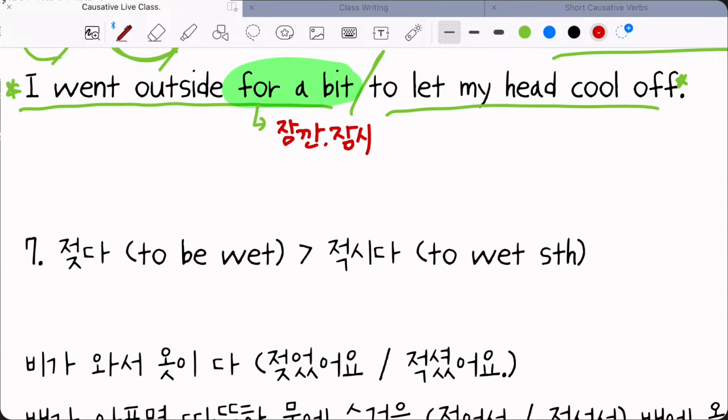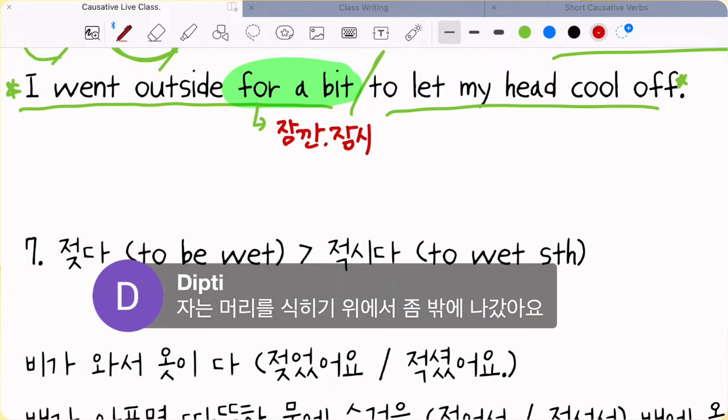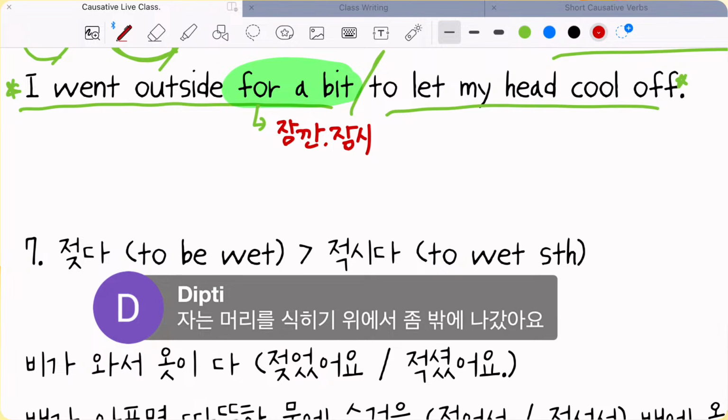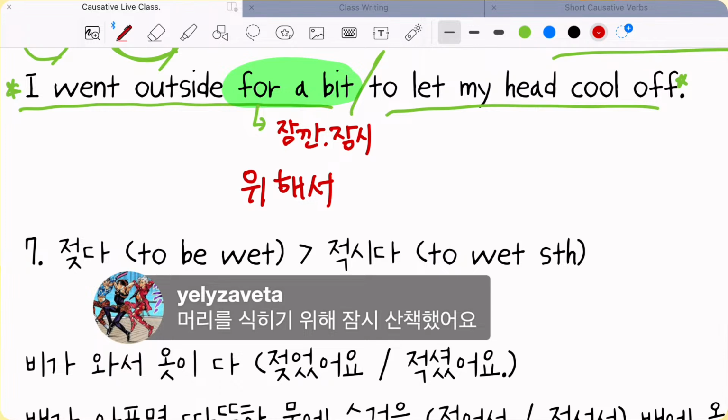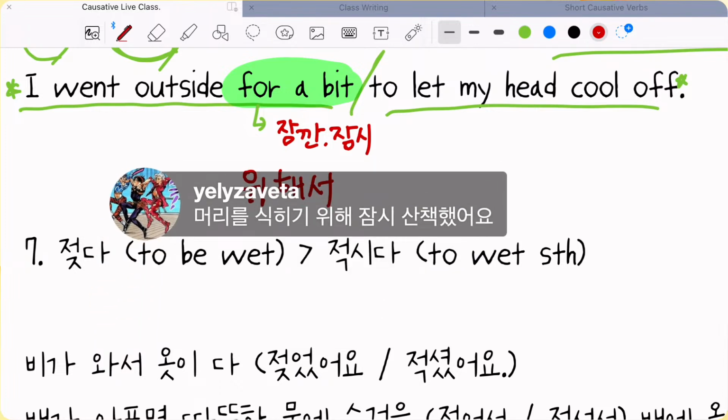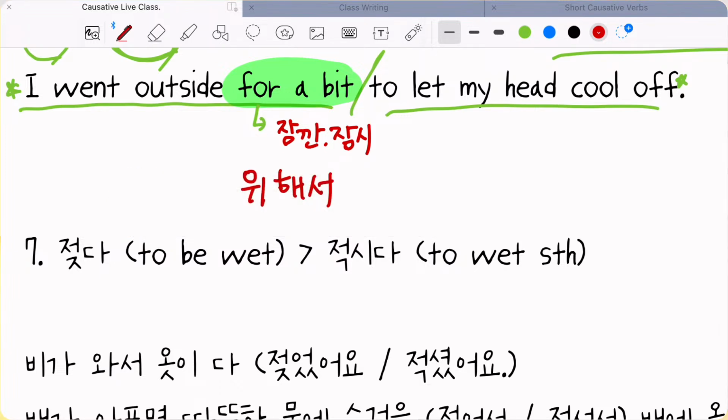Oh, there you go. 저는 머리를 식히기 위해 좀 밖에 나갔어요. 좀 밖에 나갔어요도 괜찮네요. 좀이라고 써도 괜찮아요. 머리를 식히기 위해서. 여기 이제 위해서 시키기 위해서 I think 오타가 난 것 같아요. We have another version from 옐리님. 머리를 식히기 위해 잠시 산책했어요. 맞아요. 산책하는 것도, it's like an activity that you can do outside. So you can definitely say that. 산책했어요. I took a walk. 좋아요. 그러면은 다음 거로 넘어갈게요.